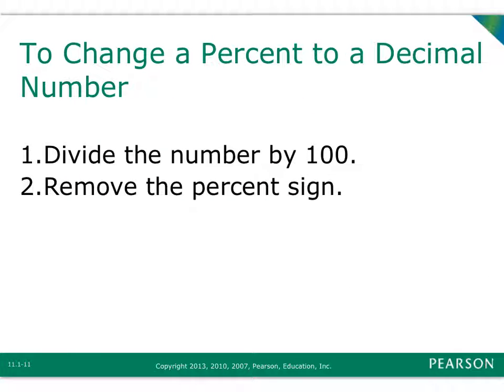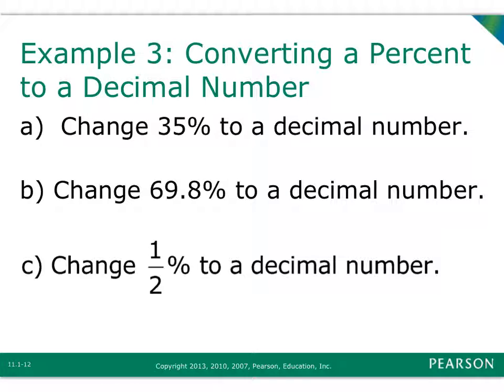So now suppose we want to change a percent to a decimal number. We divide the number by 100 and remove the percent sign. So for example, we want to change 35% to a decimal number. This will end up being 0.35. We want to change 69.8% to a decimal number. Obviously, that's going to end up being 0.698. And then we want to change 0.5% to a decimal number.